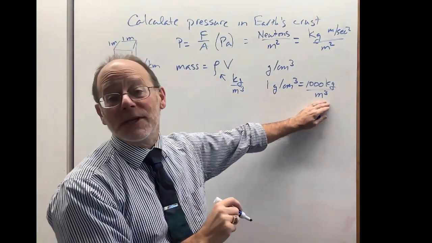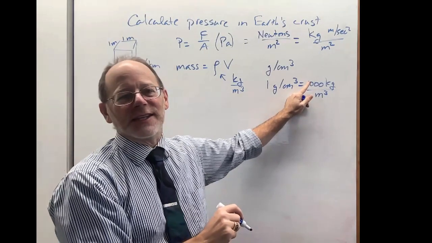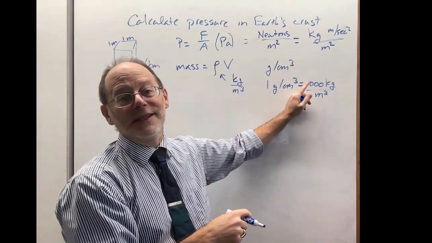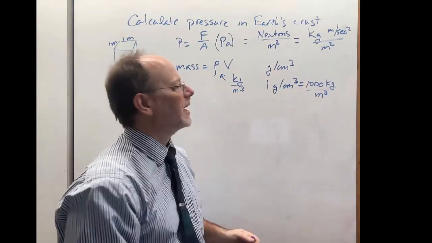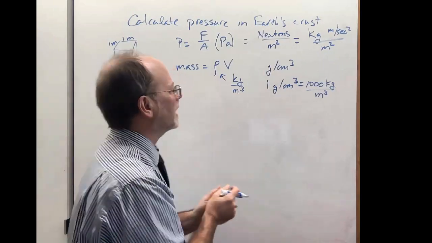If you have a cubic meter of water, it weighs a ton. If you're using the English units or American units, if you have a cubic yard of water, it weighs a ton. It's almost 2,000 pounds. Okay, so now how can we use all of this to calculate pressure?